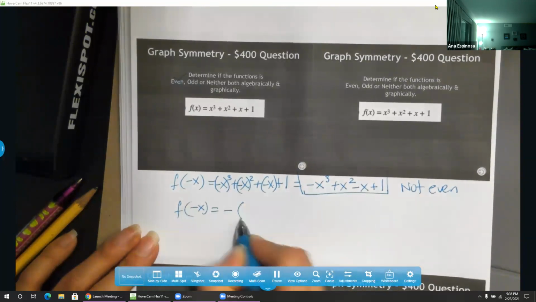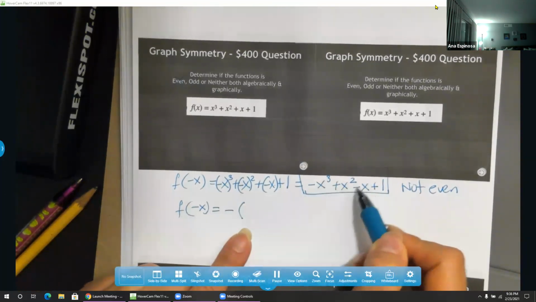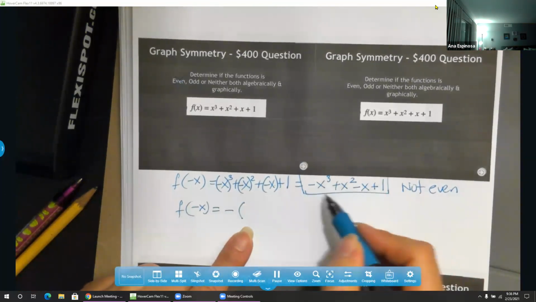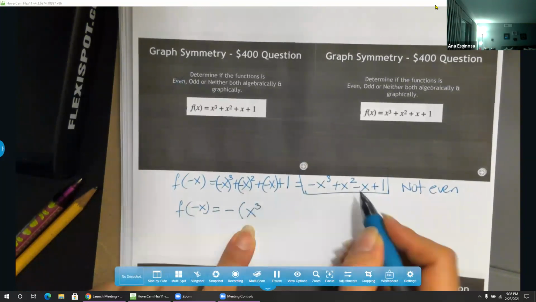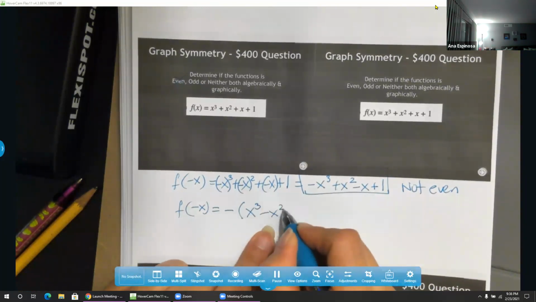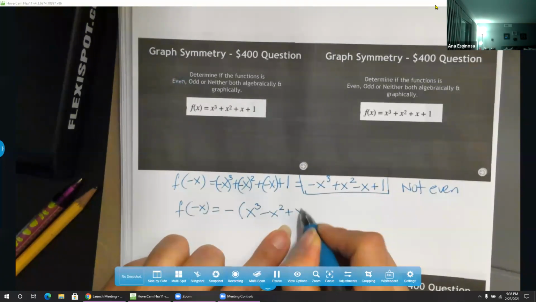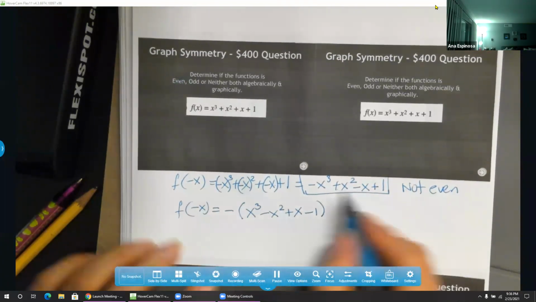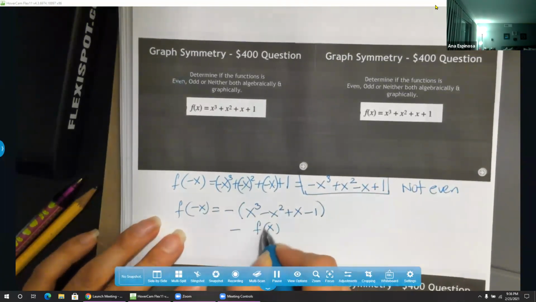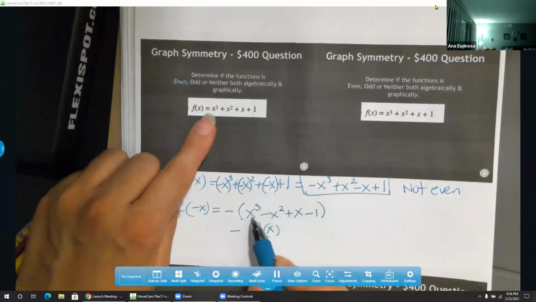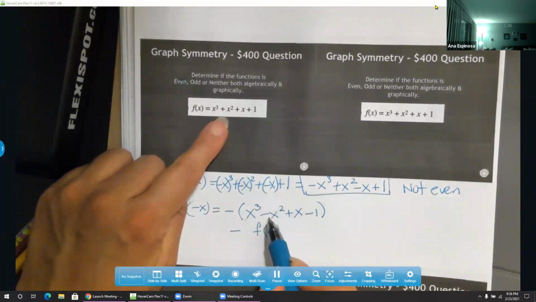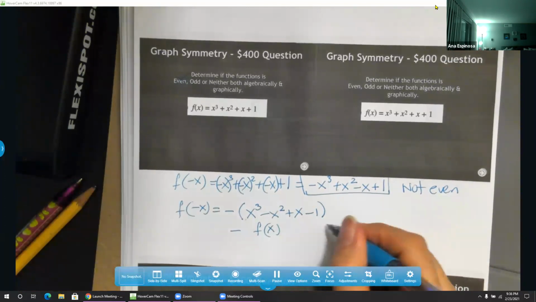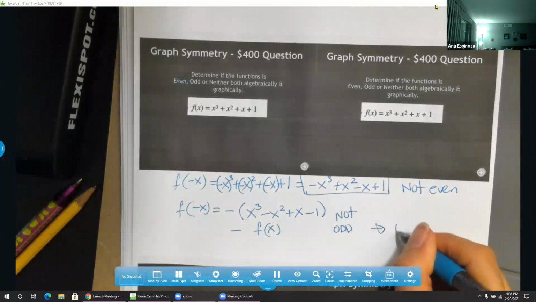by factoring out a negative. So when you take out a negative from all these terms, all the signs are going to change. So that's going to become positive. That's going to become negative. That's going to become positive, and that's going to become negative. And then you check, is this the original? Nope, that's off, and that one's off. So this is not odd. Therefore, it's neither.